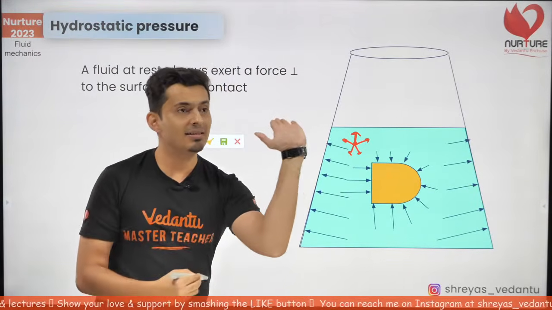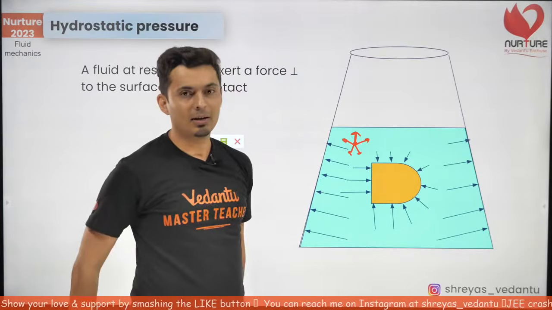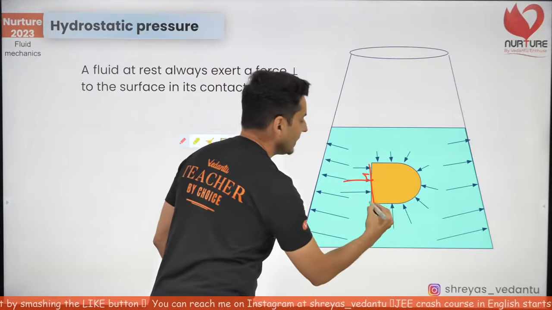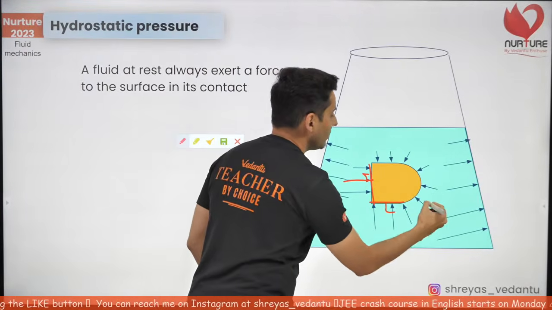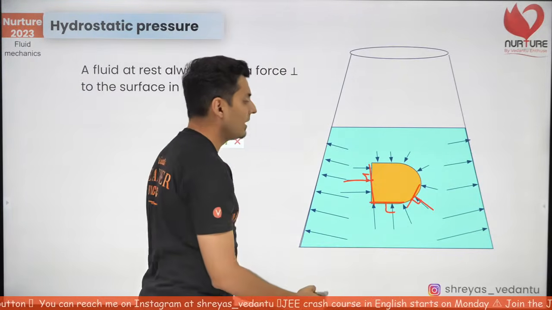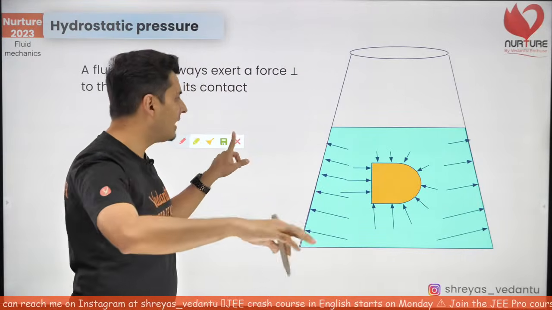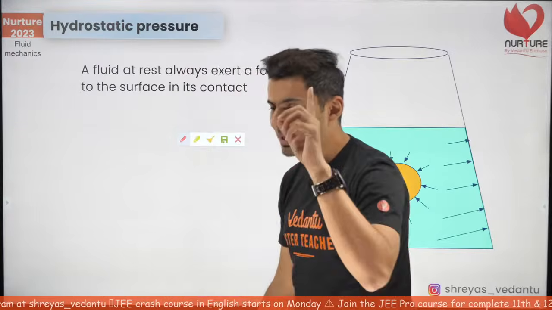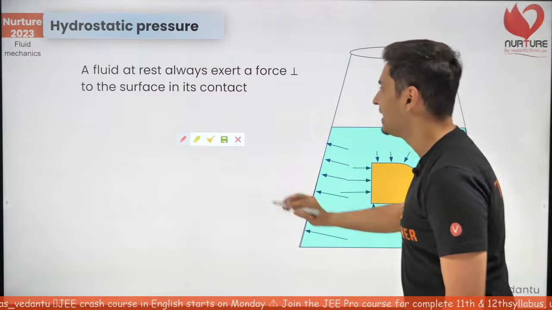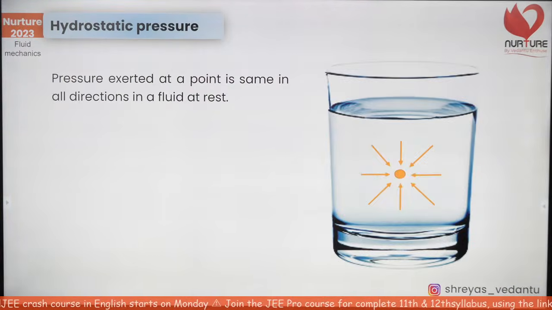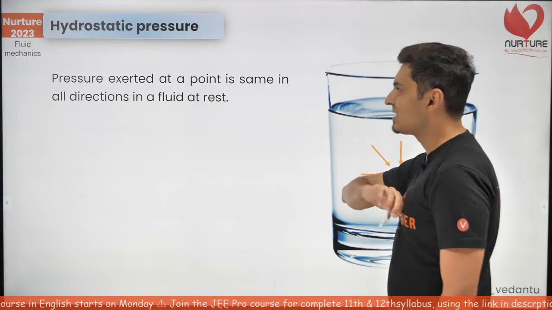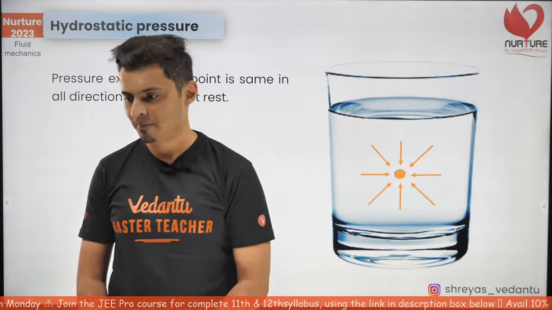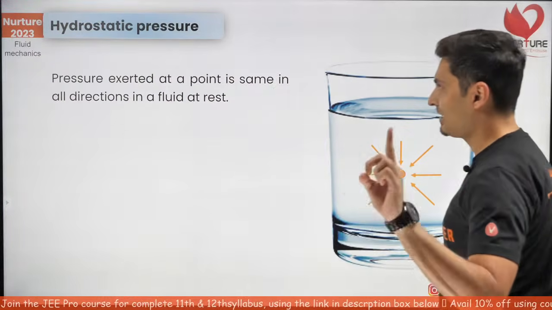So the moment it finds a surface, it will act perpendicular to it. If you take a surface here, it will act perpendicular to it. So the pressure acts in all the directions and the force due to the pressure is always perpendicular to the area. Got it? So it's always perpendicular to that surface area and it always acts in all the directions and it's the same. Okay? So that's what it is. Let's do some interesting derivation.